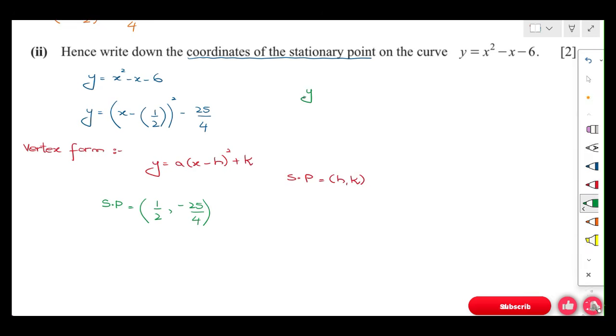The standard form of a quadratic is y equals ax square plus bx plus c, right? a is the coefficient of x square, so the x square coefficient is 1, that is why your a value is just 1. X minus something is the x coordinate of the stationary point, and anything added or subtracted outside the whole square is the y coordinate of the stationary point. So these are the coordinates of the stationary point on the curve.